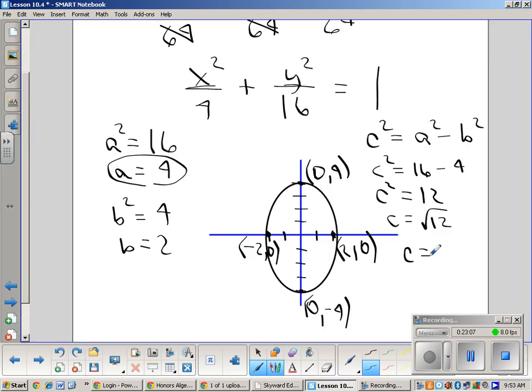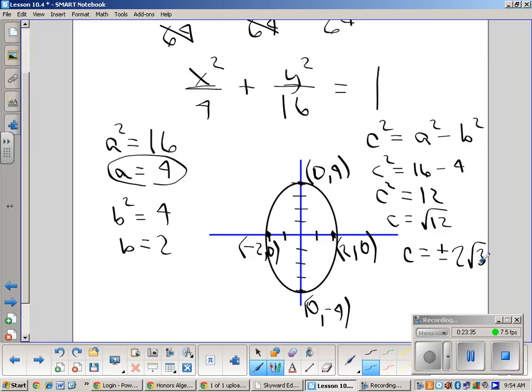Now the plus and minus doesn't go between those numbers, it goes in front of those numbers, right? So this reduces to plus or minus 2 square root of 3, okay?